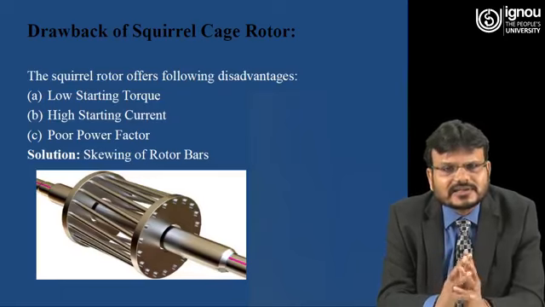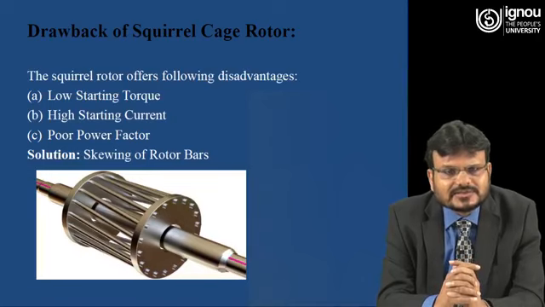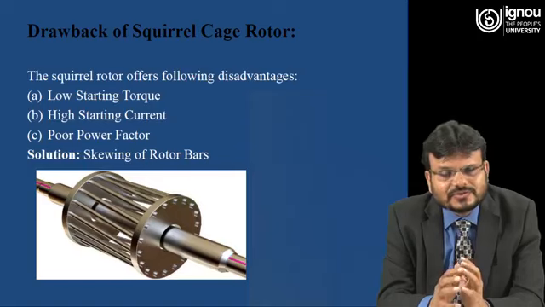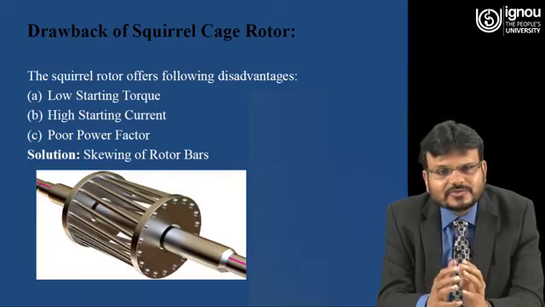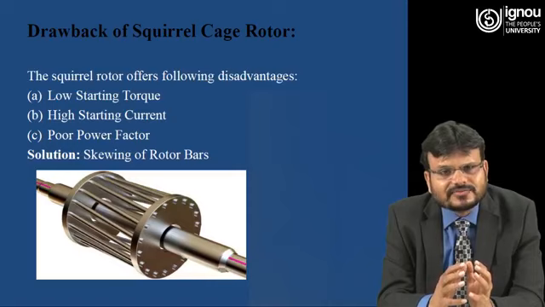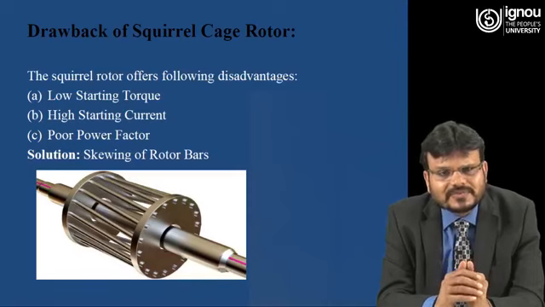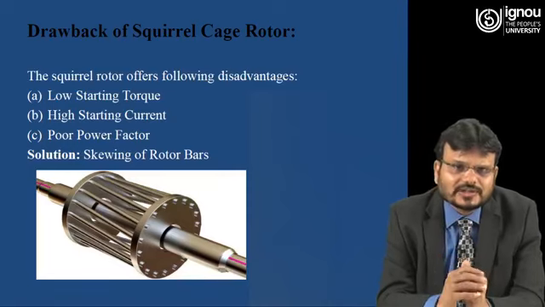The next disadvantage of the squirrel cage rotor is high starting current. That means the starting current is very high. If the starting current is very high, what will happen? This current may damage the winding of the stator as well as the rotor winding.